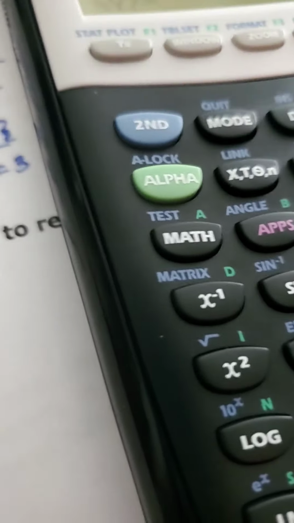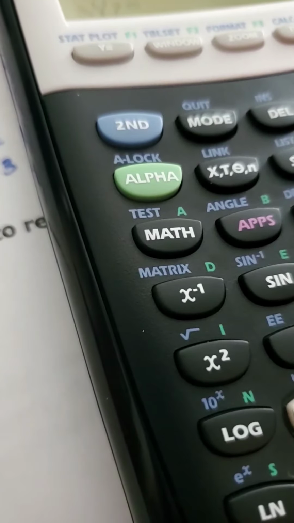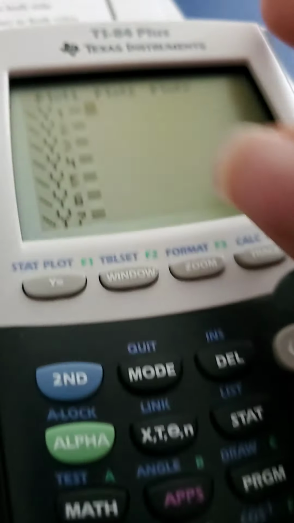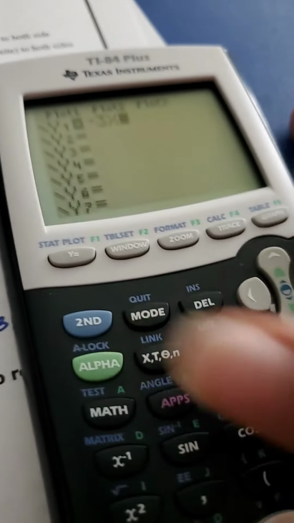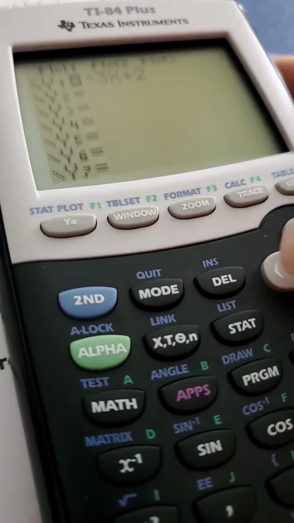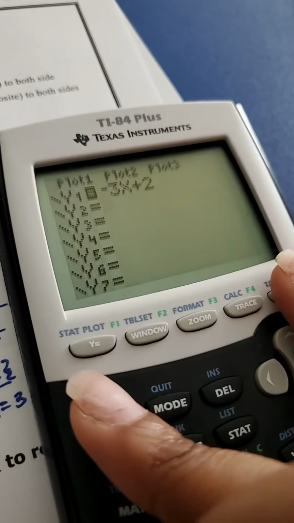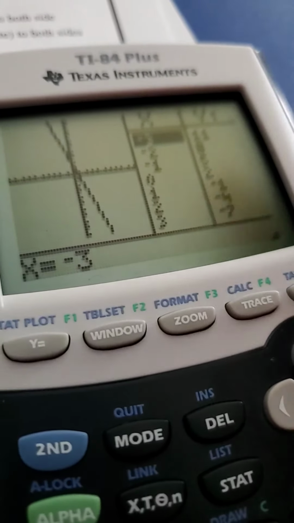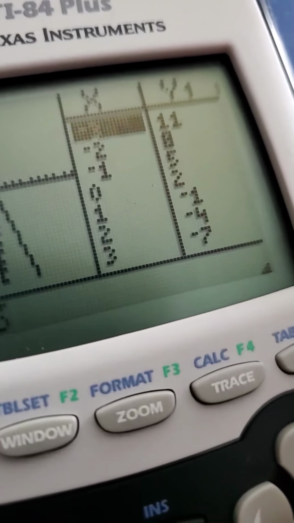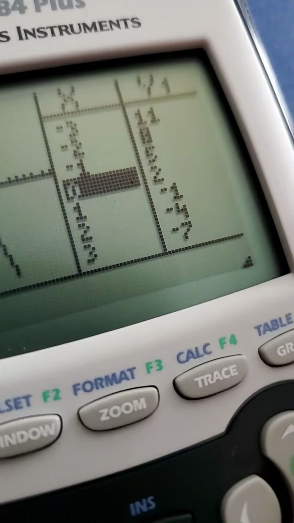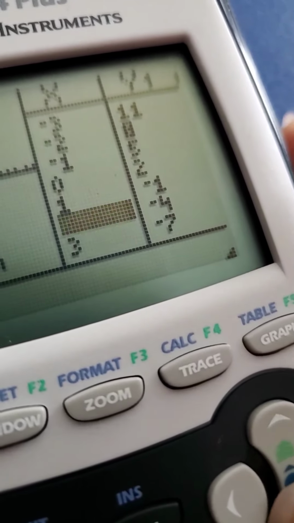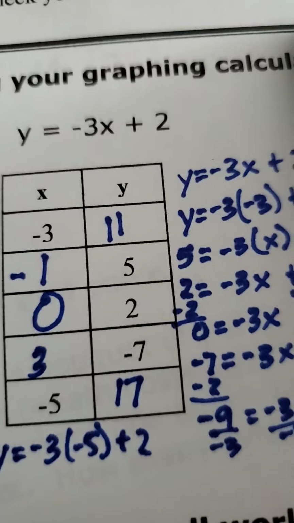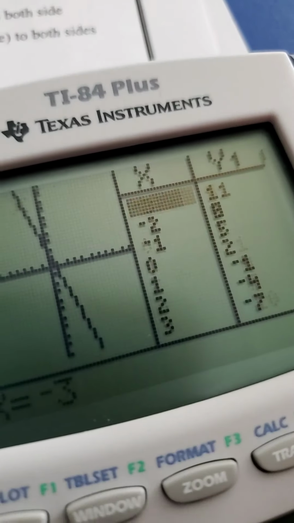Check my work. Go into y equals, and then I'm going to type my equation in: negative 3x plus 2. Second graph. At negative 3, I should be at 11. Awesome. At negative 1, I should be at 5. At 0, I should be at 2. At 3, I should be negative 7. And at negative 5, I should be at 17. So that one works out also.